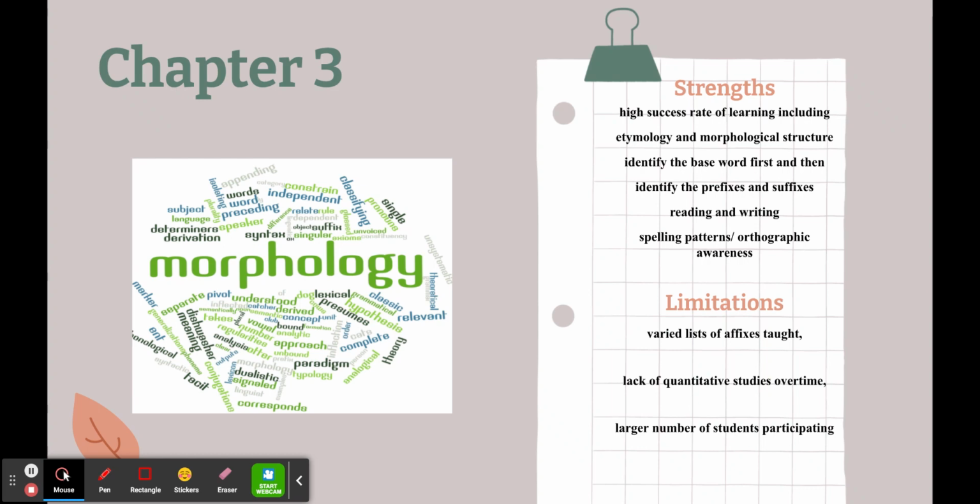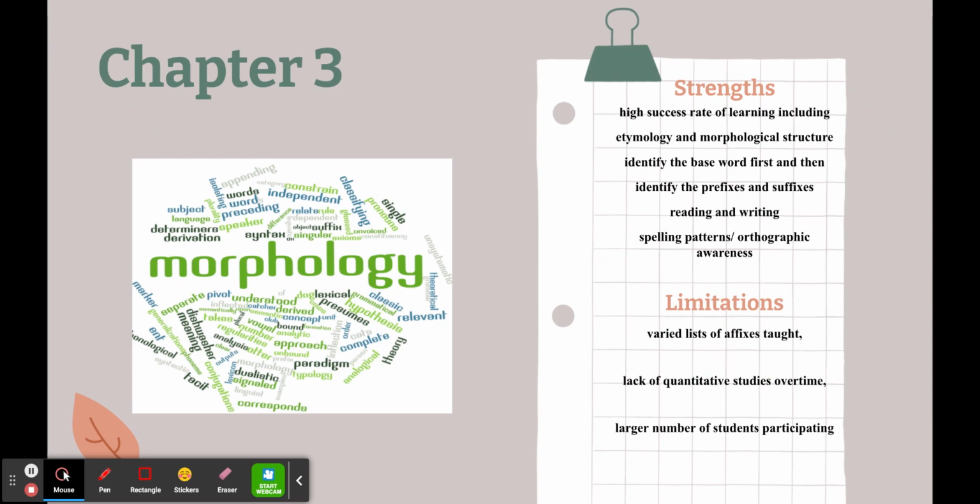Intervention studies that included spelling patterns with orthographic awareness activities increased students' morphology skills. Overall, though, studies did not find an immediate increase in comprehension. A strong consensus was found for teaching morphology using a combination of context clue strategies and morphemes.